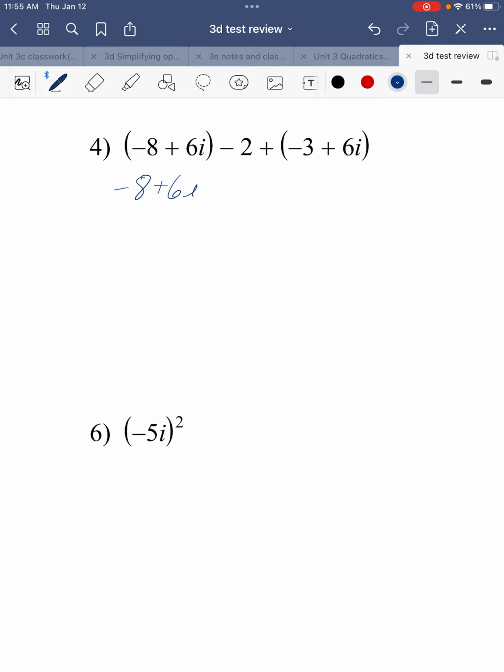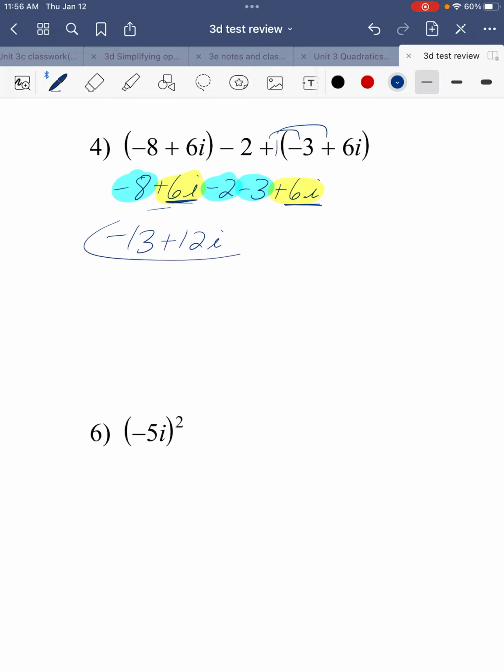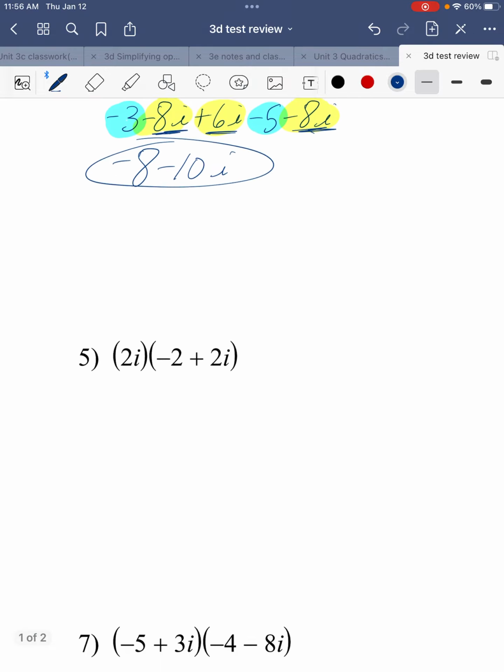Number 4. Don't need the first set of parentheses. The plus, it's like distributing a positive 1, does not change anything. And like terms, we have negative 8 minus 2 minus 3. And then we also have 6i plus 6i. So negative 8 minus 2 is negative 10, minus 3 is negative 13. 6i plus 6i is 12i.